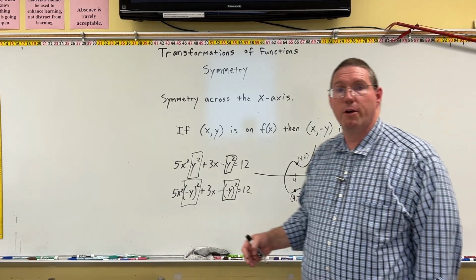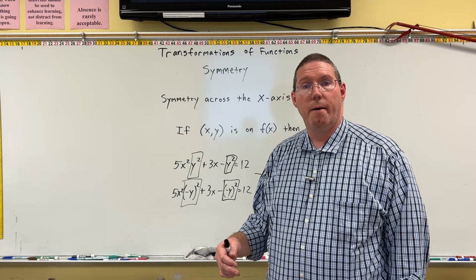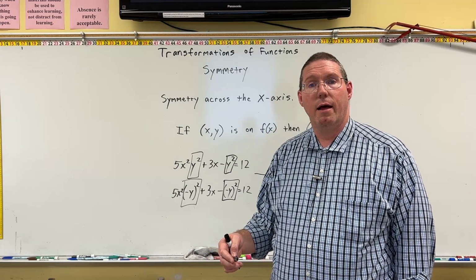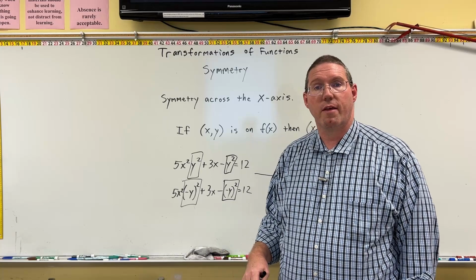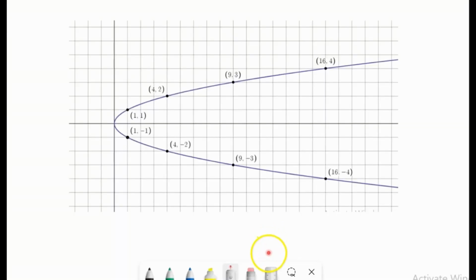And so what we're now going to do is look at an example of a graph and see symmetry across the x-axis. Okay, here is an example of a graph that is symmetric about the x-axis. Here we have the x-axis, and we can see that we have a similar shape. Here's the top, and then it's like a mirror image underneath.